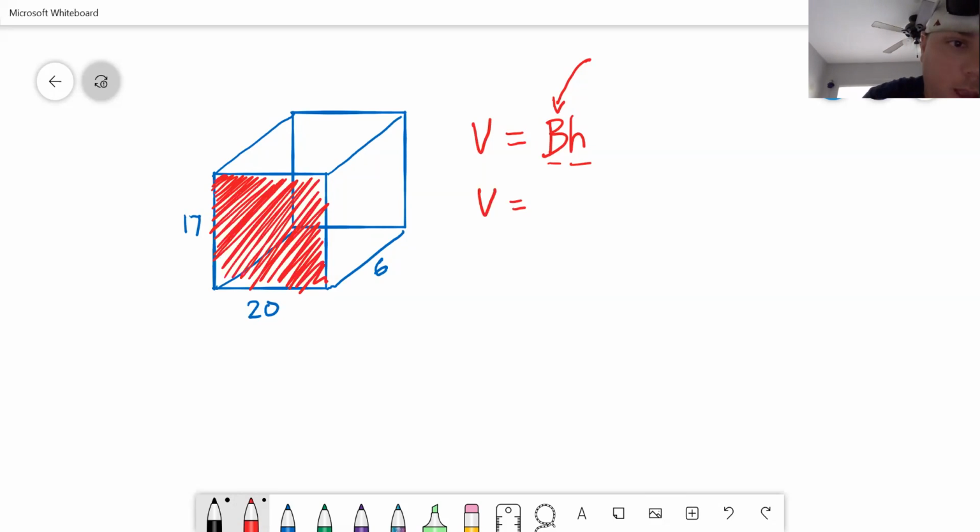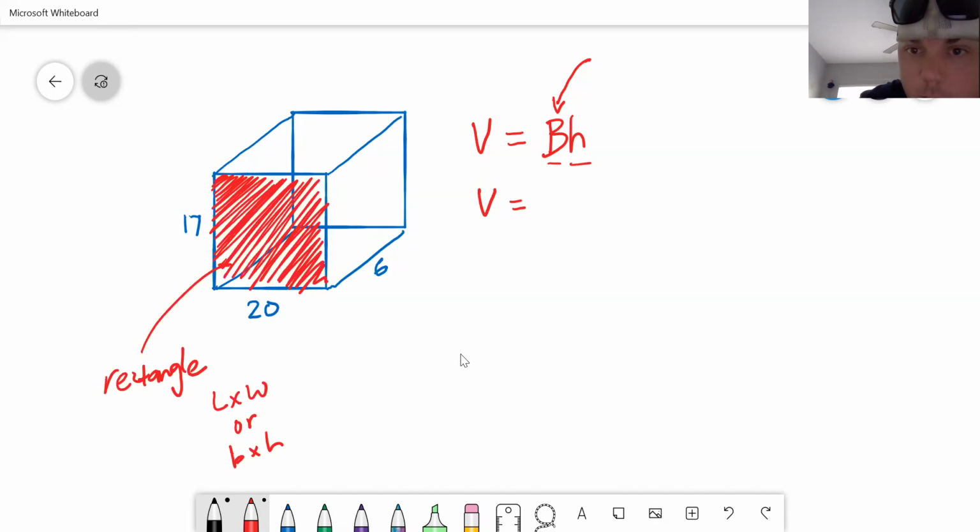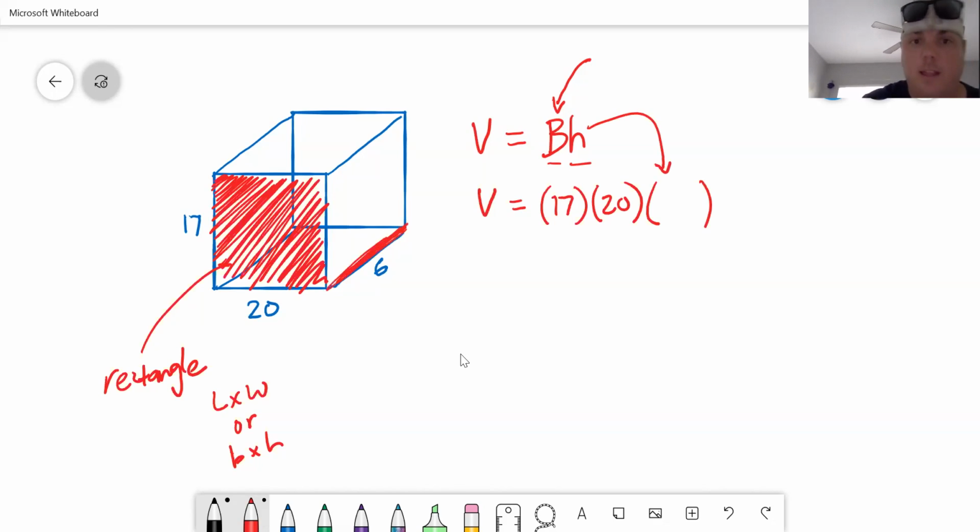So the area of the base, well, that's a rectangle, right? That's a rectangular base, and we're going to find the area of that base. Well, the area of a rectangle is simply length times width, or you could say base times height. So in other words, 17 times 20. So the area of the base is 17 times 20. That's the area of the base. And I'm going to multiply it by the height. So you can see this is the height that extends it.